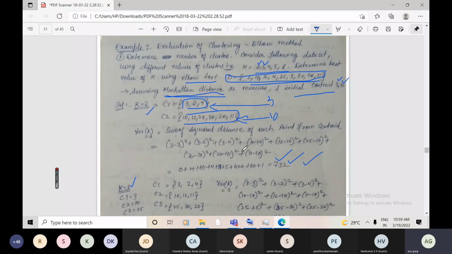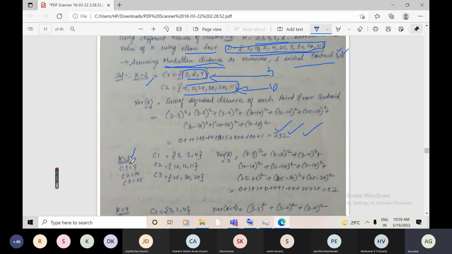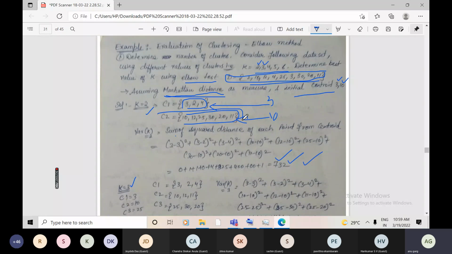Okay, then we'll take all the points. Next is K equal to 3. And then here you need to divide your cluster 2 also.